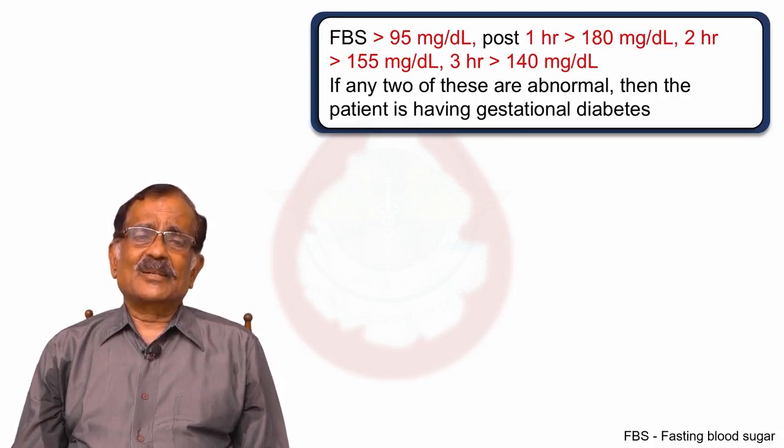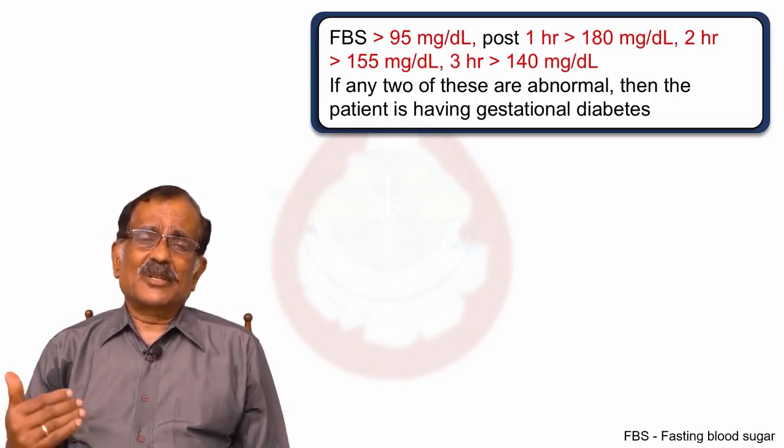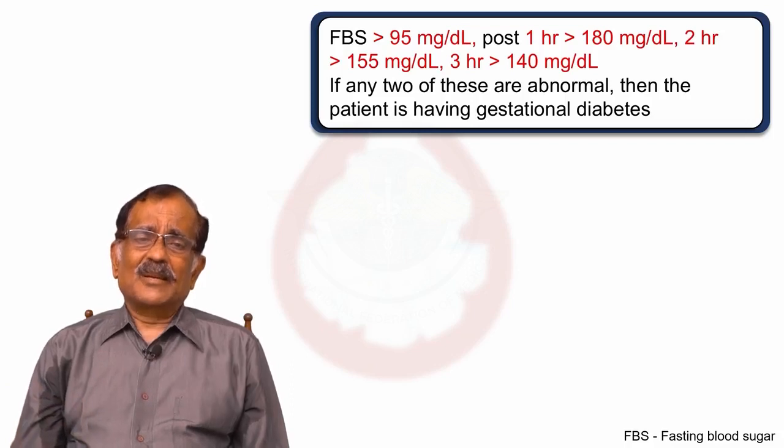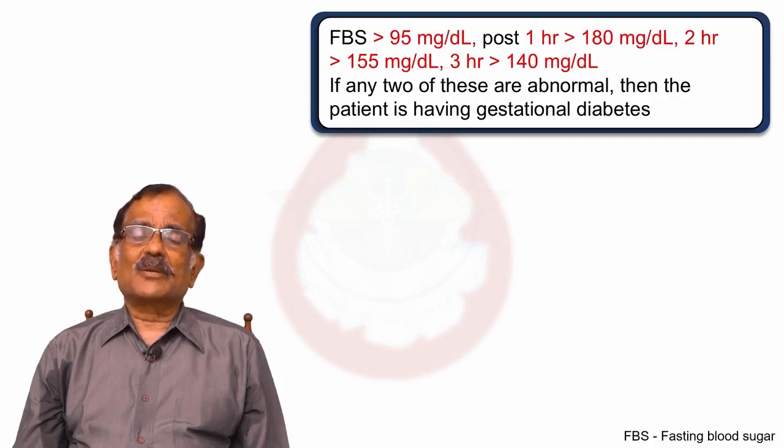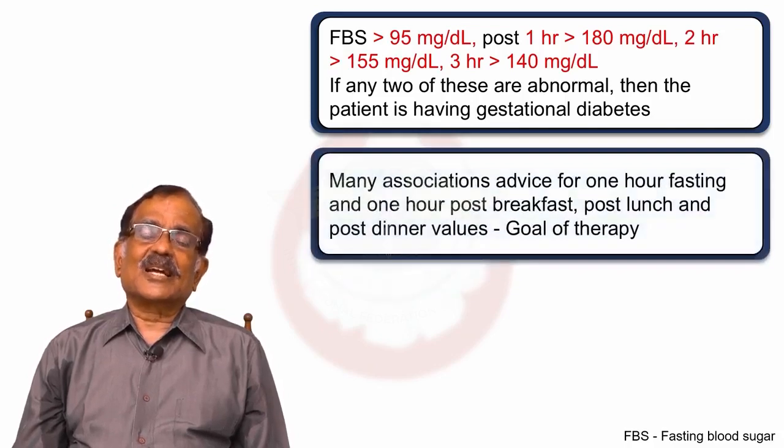And which one to monitor, there is again confusion. The blood sugar monitoring must be done at fasting level and at 1 hour after breakfast, after lunch and after dinner, or 2 hour. So whether you must follow the 1 hour value or the 2 hour value, it is left to you, but many other associations advise 1 hour fasting and 1 hour post breakfast, post lunch and post dinner values.